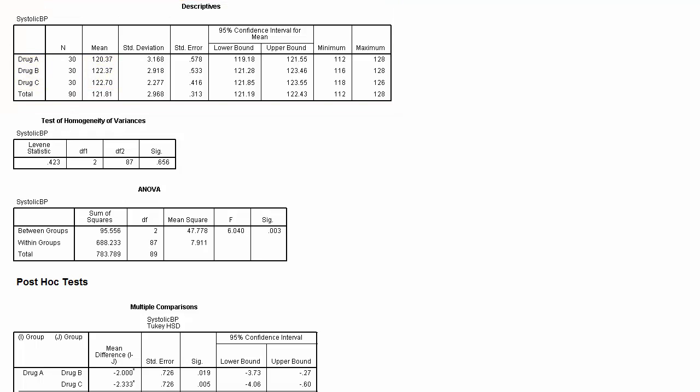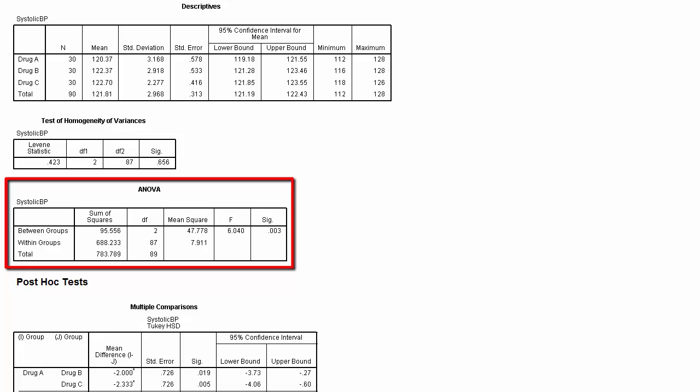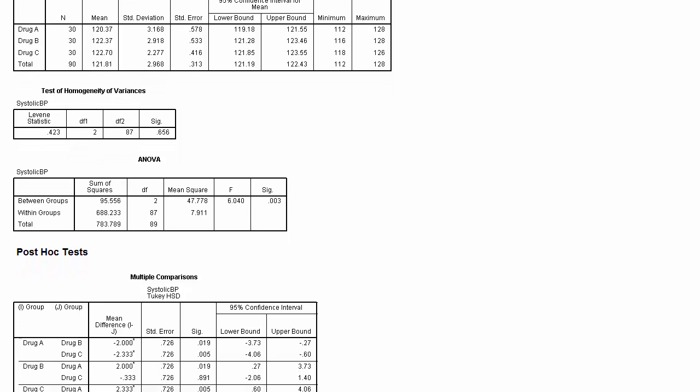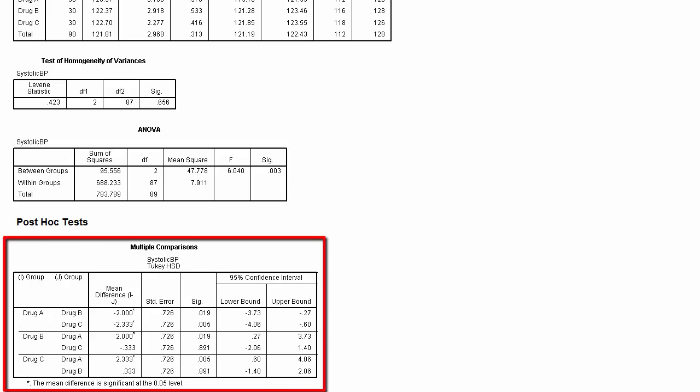Finally, we see the results of the ANOVA test. The p-value is 0.003. Since this is less than or equal to 0.05, this tells us that at least one group statistically significantly outperformed another. To determine which group outperformed which, we'll look at the pairwise comparisons on the multiple comparisons table.